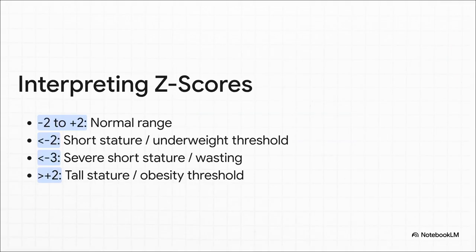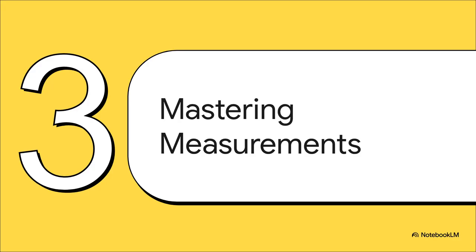And here are the clinical anchors you need to have in your head. That range between -2 and +2, that's pretty much considered normal. But once a measurement drops below -2, you start using terms like underweight or short stature. And if it's below -3, now you're talking about severe conditions like wasting, which is a really critical loss of weight.